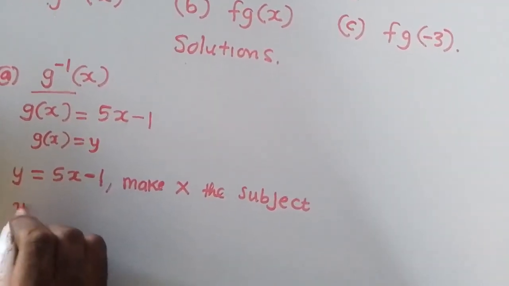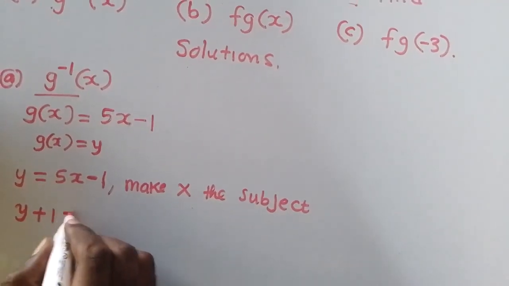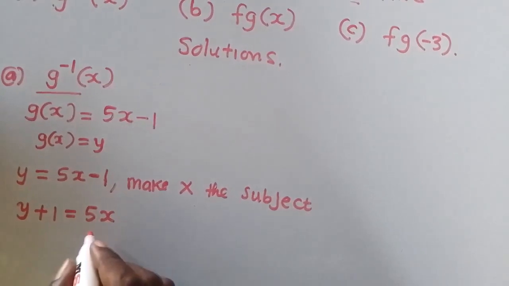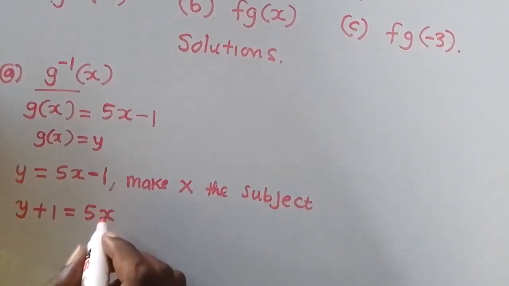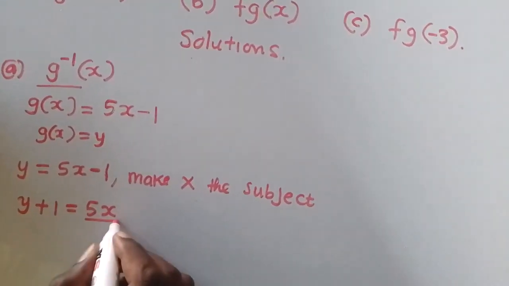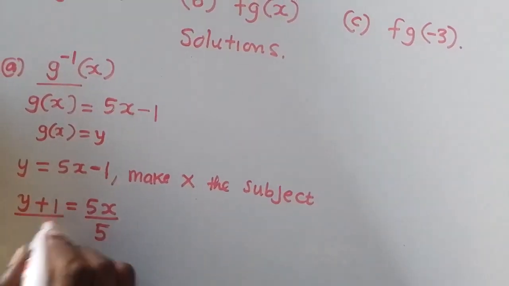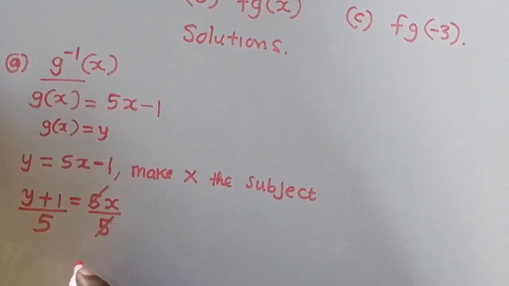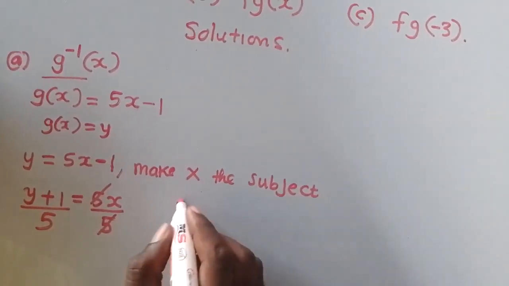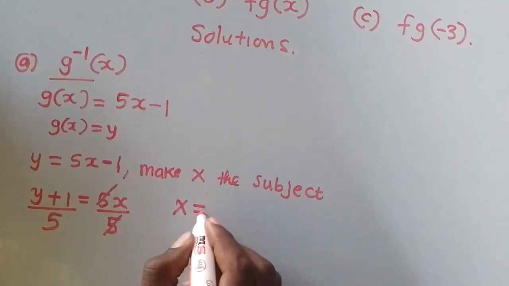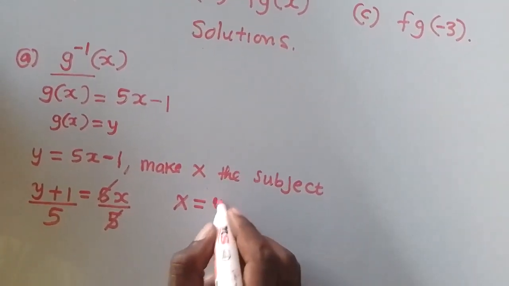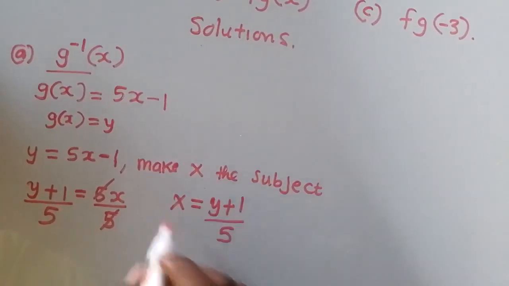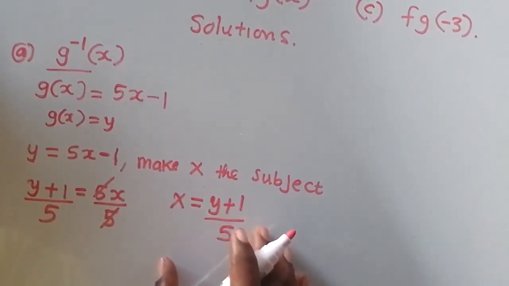In other words, you're going to have y plus 1 is equal to 5x. Since we want to find the value of x, we are going to divide both sides by 5. So 5 there and 5 there will be cancelled. I'm going to have x is equal to y plus 1 over 5. So I've made x the subject of the formula.